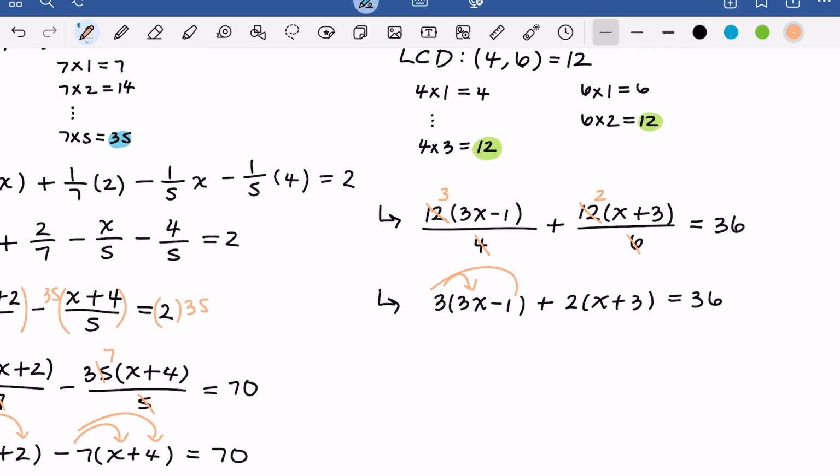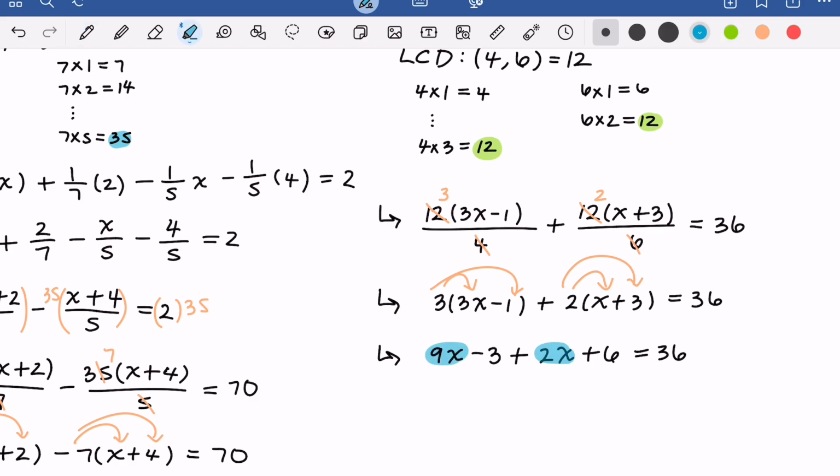So we're going to distribute this 3 to both terms in our parentheses and this 2 to both terms in those parentheses there. This will give us a 9x. We have 3 times 3x, and then minus 3 because we have 3 times this negative 1. Then for these, we're going to have 2x plus 6, and we still have that 36 there on the right-hand side. So from here, let's combine like terms.